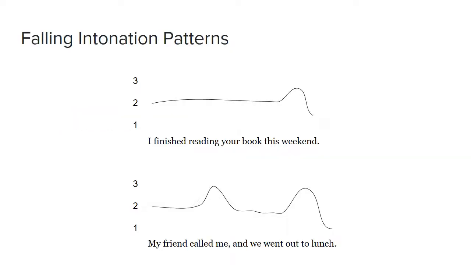Generally, most statements in English use a falling intonation pattern, which means that if we think of our intonation maybe having 3 levels, 3 being a high pitch, 2 being a normal pitch, and 1 being a low pitch, most of our sentence happens at 2, the normal pitch. But right before the end of the sentence, we'll do a rise and a fall for most statements. I finished reading your book this weekend. Week goes up, end drops down.